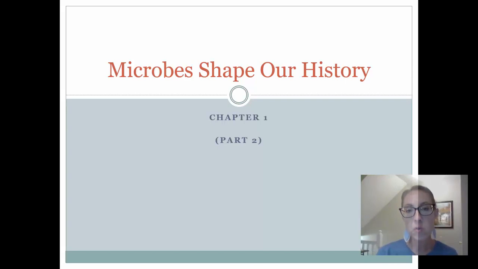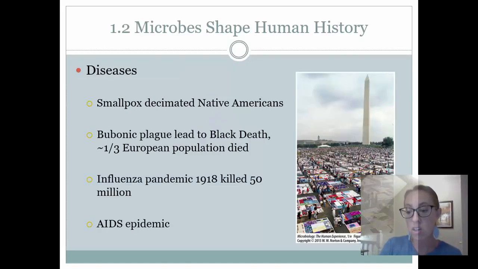In part 2 of chapter 1, we begin to look at the important experiments throughout history that not only allowed us to discover these small organisms, but allowed us to show that those organisms can lead to diseases in humans. Some examples of diseases that were so widespread and impactful that they really shaped human history are listed here.